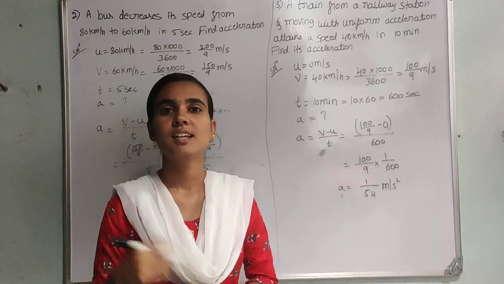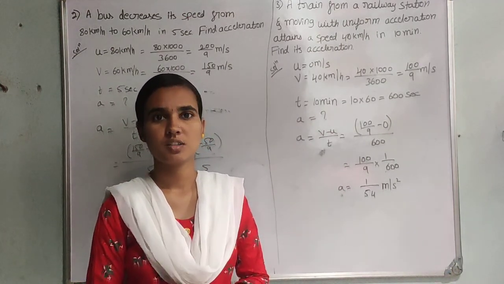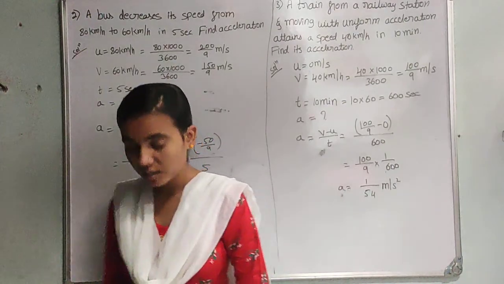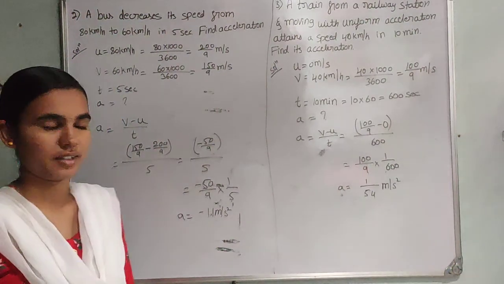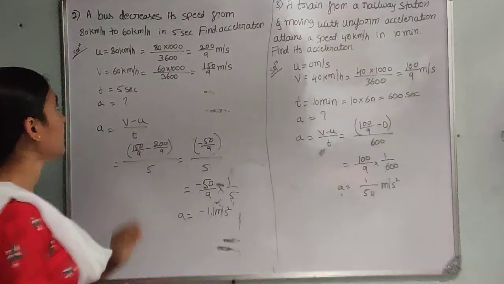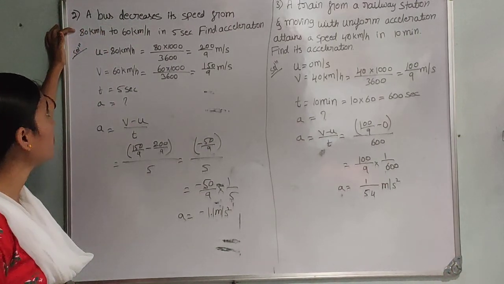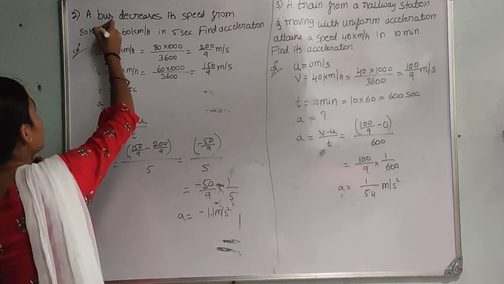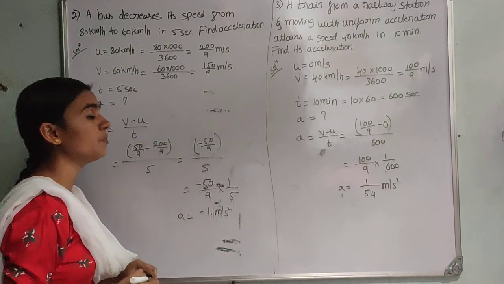Dear students, in the last class we were discussing the problems related to velocity and acceleration. In this video we continue the same problems in a different form. Here is a text problem, second question. A bus decreases its speed from 80 km per hour to 60 km per hour in 5 seconds. Find the acceleration.